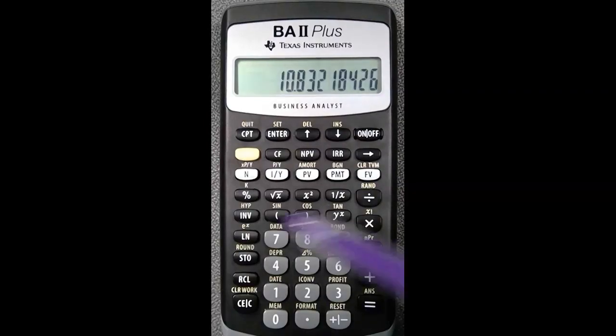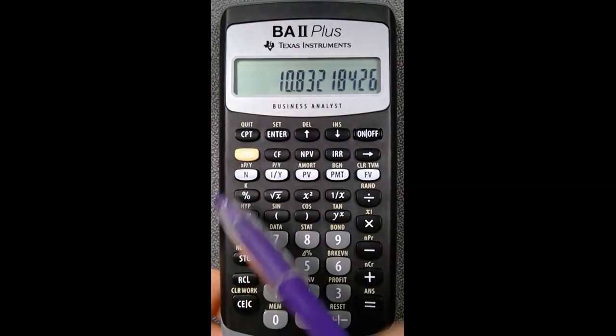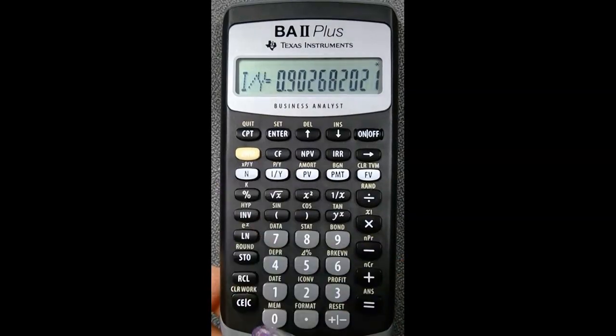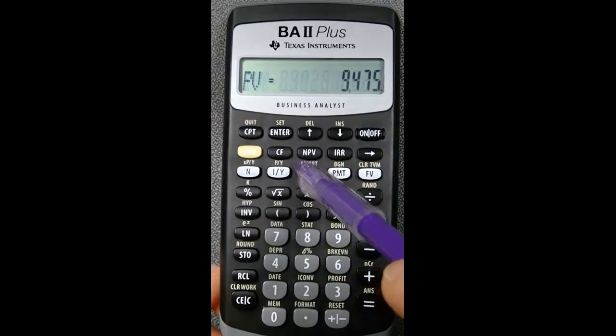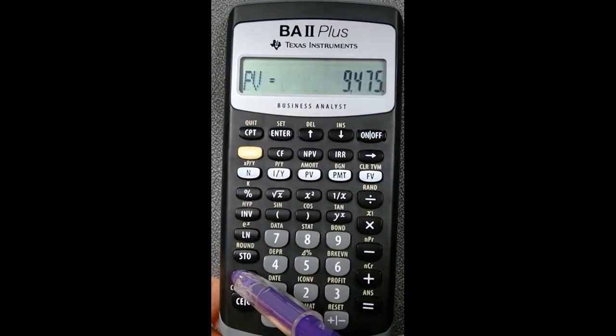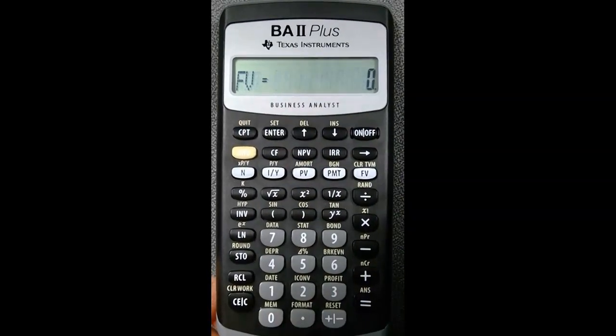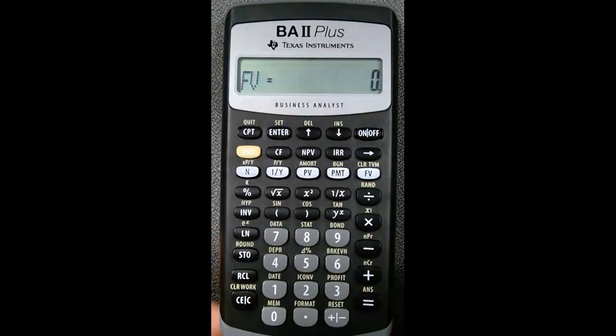If you want to double check what you've entered, just do recall. So recall N, you can see that we have 48 in there. Recall I/Y, that's what we just found. Recall present value. Recall payment, and then recall future value. You can always double check that. Now remember, if you reset your calculator, it goes back to 2 decimal places, so then you have to reformat it back to 9 decimal places so that this works correctly the way it's supposed to.